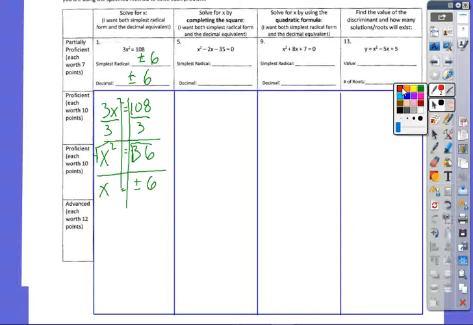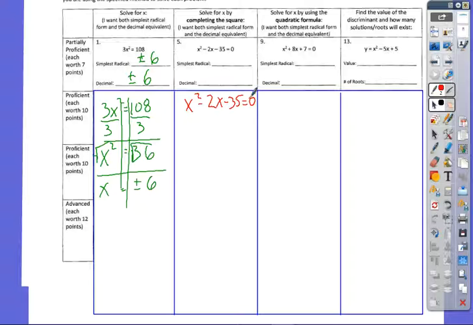All right, next problem. Solve by completing the square. Oh, I can do this. So, I can do this, says Cooper. X squared minus 2x minus 35 is equal to 0.